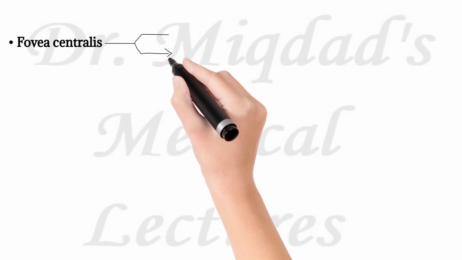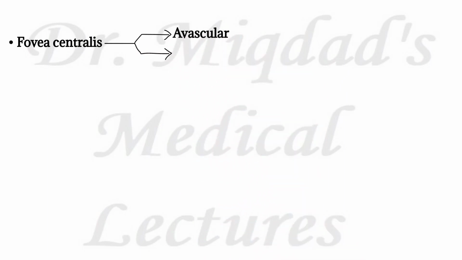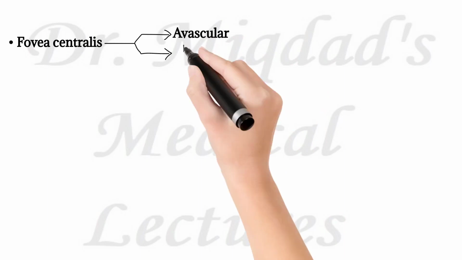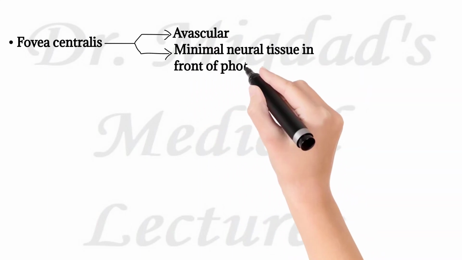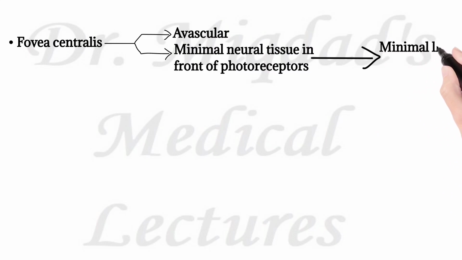This area is avascular, and in this area the other retinal layers are displaced to the sides, thereby leaving very minimal neural tissue in front of photoreceptors and hence very minimal light scattering, and thus it is responsible for providing us with a crystal clear image of the external world. Wow, amazing. So thanks to Fovea Centralis, because of which you are able to view my video and because of which I am able to create this video.